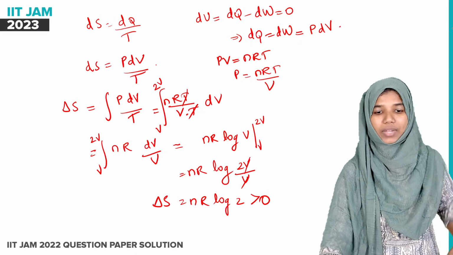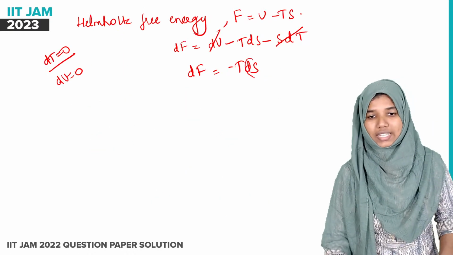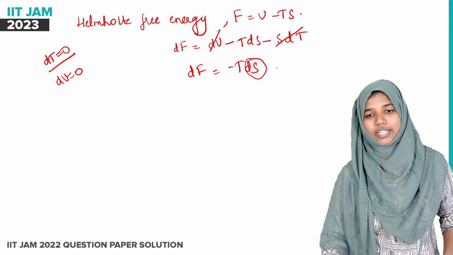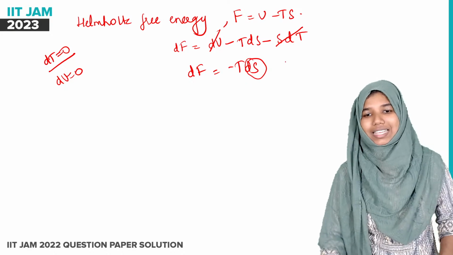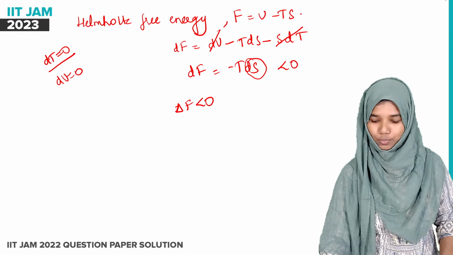So the change in entropy delta S is greater than 0. Okay, so this value is greater than 0. Okay, positive quantity into a negative quantity. So the whole value minus TdS becomes less than 0. So delta F is less than 0.